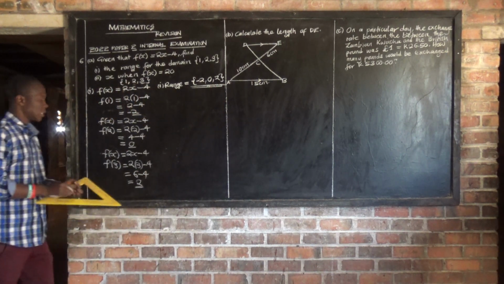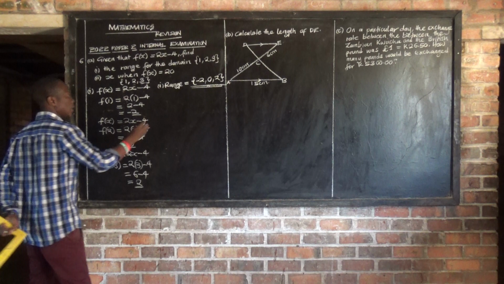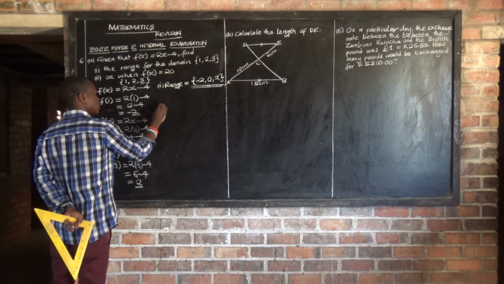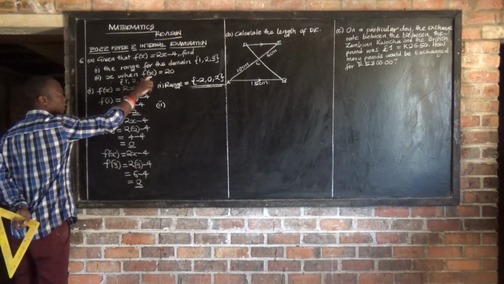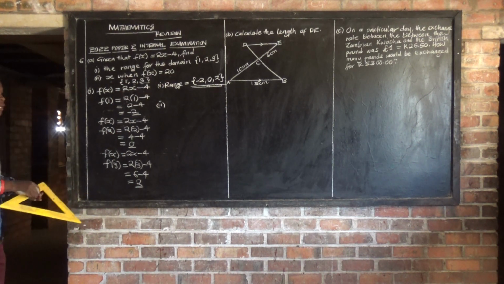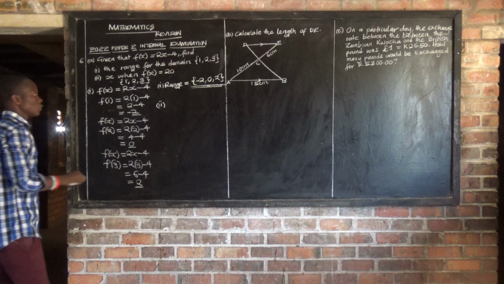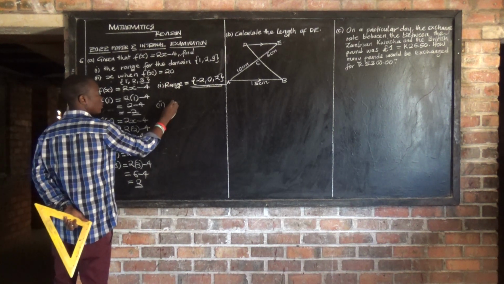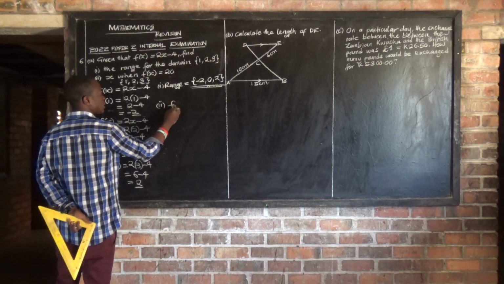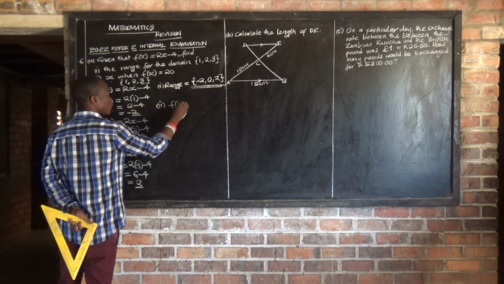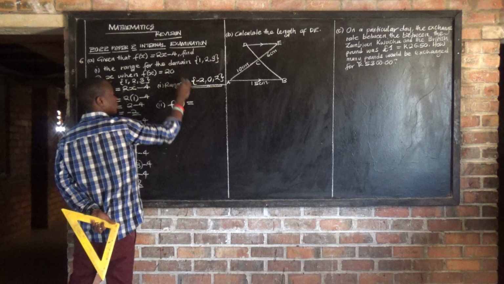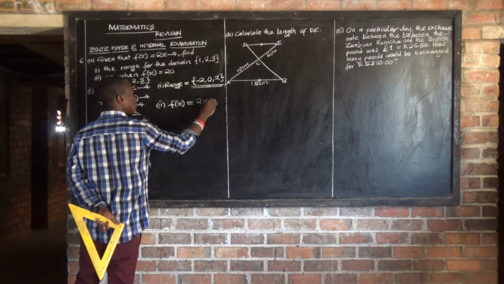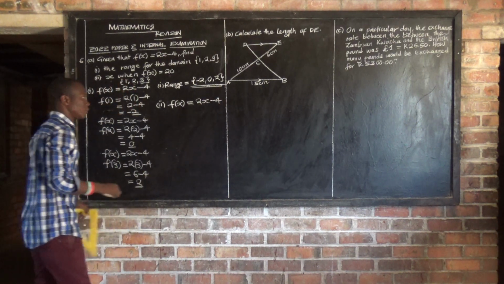Then we can now look at Roman numeral 2. Roman numeral 2, what do they want? They want the value of x when f of x is equal to 20. So we have this function, take note. The function is f of x is equal to 2x minus 4. Are we together?